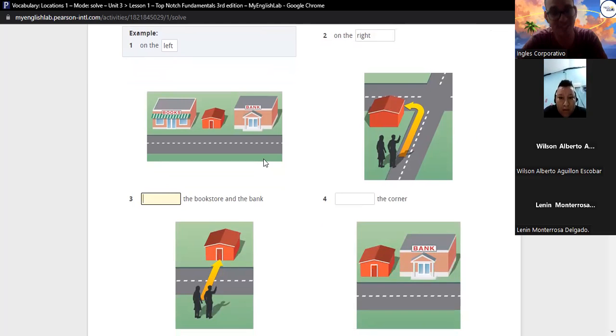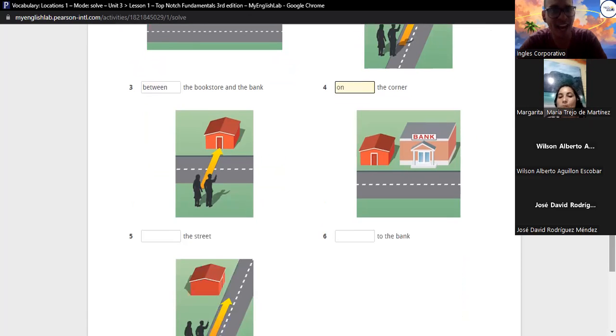What is the location? Between. That's correct. Okay, between. Now let me ask you, what is the next one? In the corner or on the corner? On the corner. Okay, let me put on the corner. Now, next one.